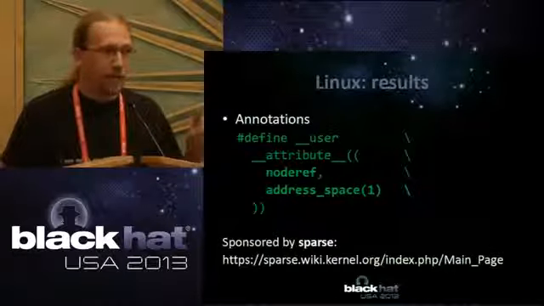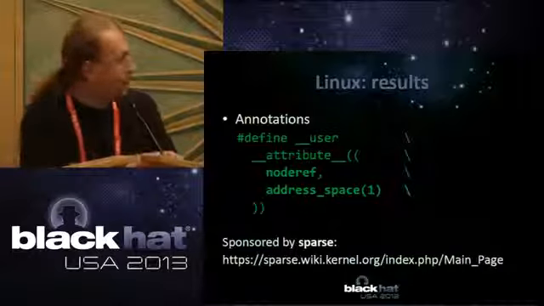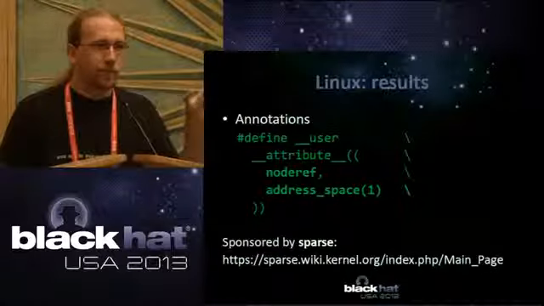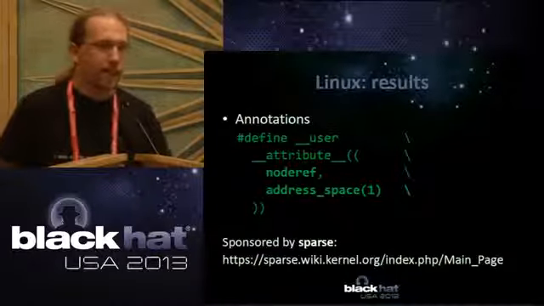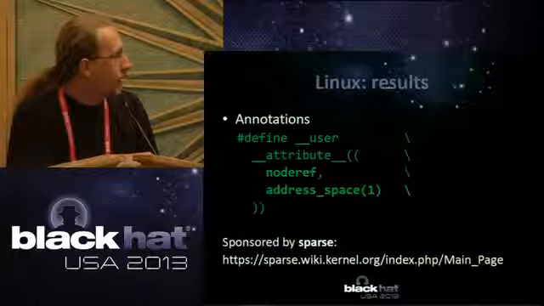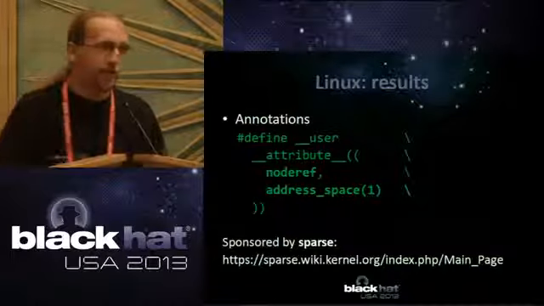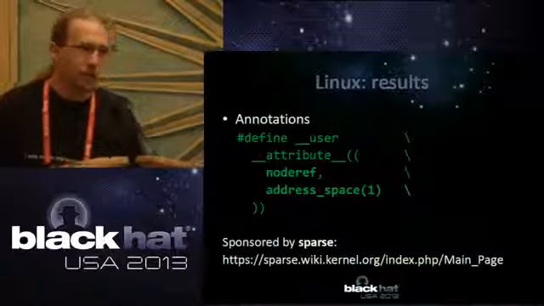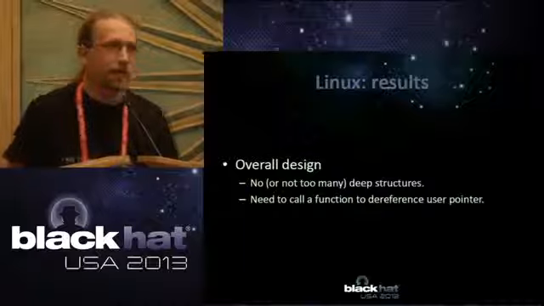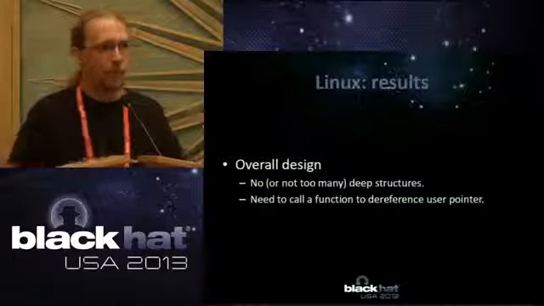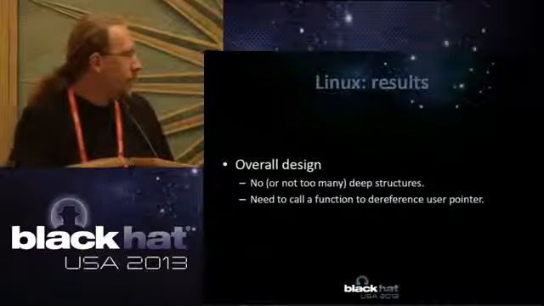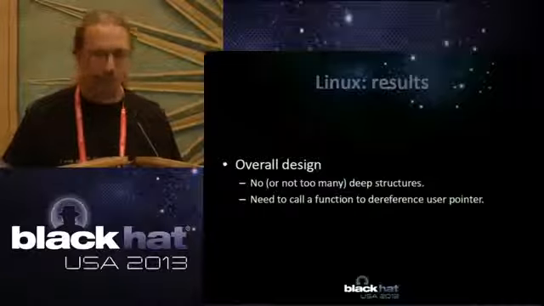The other thing is Sparse and its annotations. This is the __user annotation for all the input variables, fields and structures that a system call gets from user memory. If a variable has an annotation like this, it cannot be dereferenced. A dereference will basically issue a Sparse warning. So this kills most of the bugs, if not all, I would say. And the third is overall design. The structures you pass to the kernel are pretty flat. They don't go deeper and deeper. They are pretty flat, and this is a good design. What can I say?